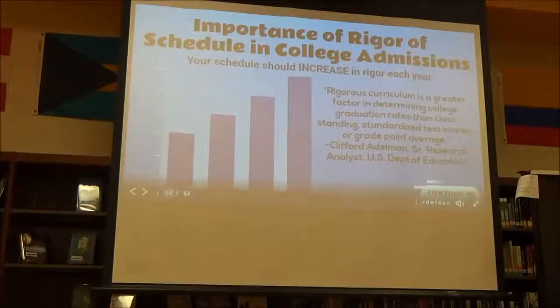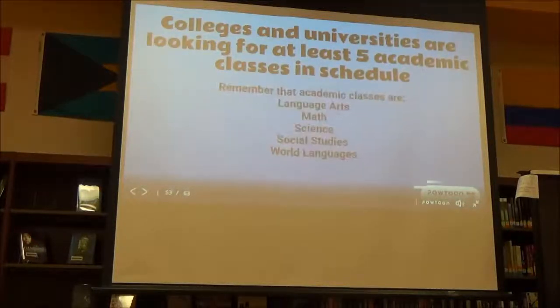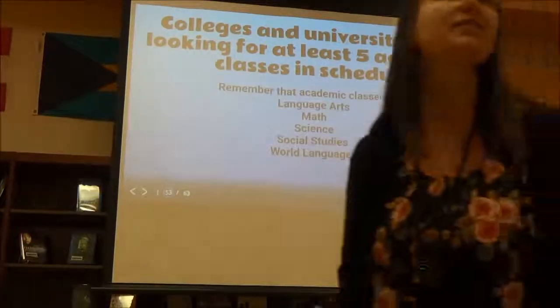Colleges define rigorous curriculum in 2 ways. The first thing that they would say is the number of academic units. So they're going to look to see how many academic classes you have taken. AP Chemistry, for example, is going to be one of our toughest classes on campus. It's a really rigorous class. But if you take AP Chemistry and then 6 sections of PE, that wasn't necessarily a very rigorous schedule, right?